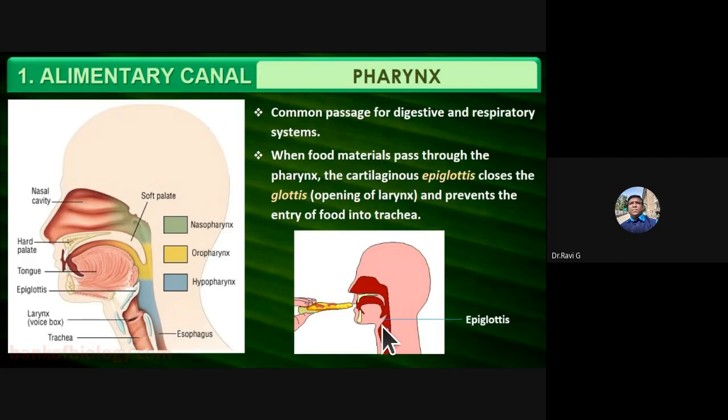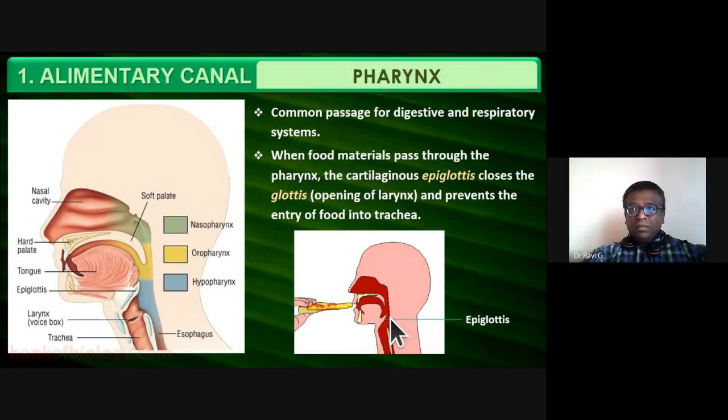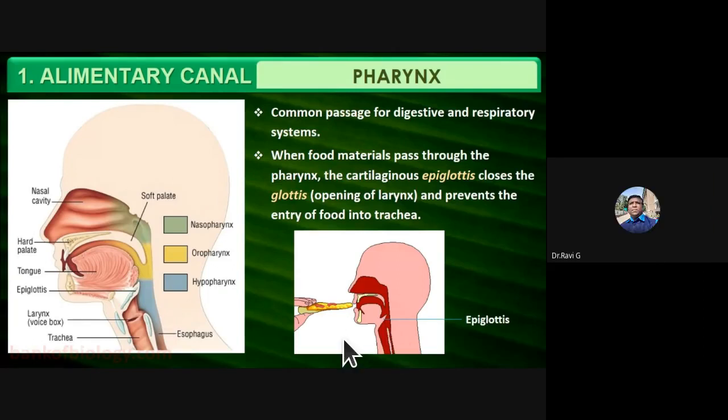So the epiglottis closes this whenever we swallow the food. The epiglottis closes the glottis, and the food can pass only through the esophagus. So the epiglottis closes the windpipe. You can see this epiglottis, the sharp pinkish part, which closes the trachea, and food passes only through the esophagus.